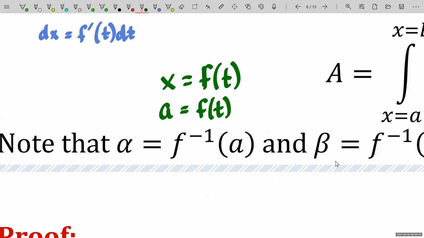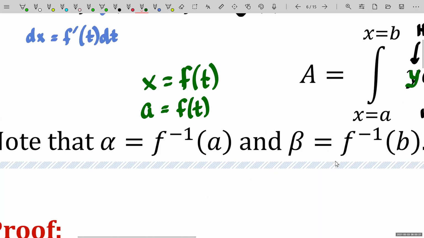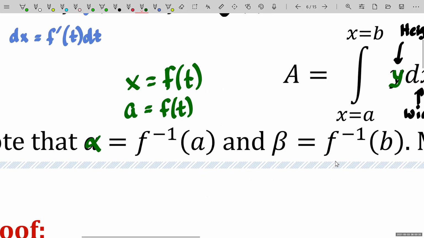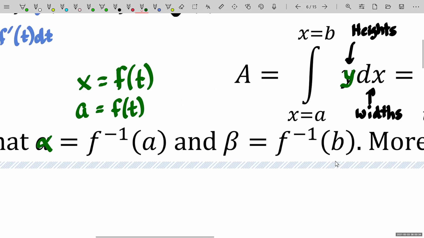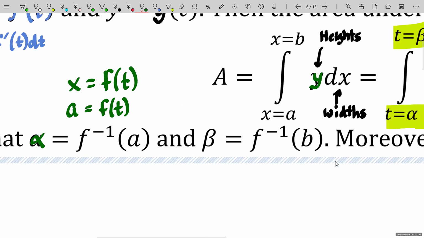In other words, the time when you start your integral is going to be f inverse of a. So we call that time alpha. Alpha will be f inverse of a. And then the time where you end your integral will be the time when x is equal to b, and that's f inverse of b.